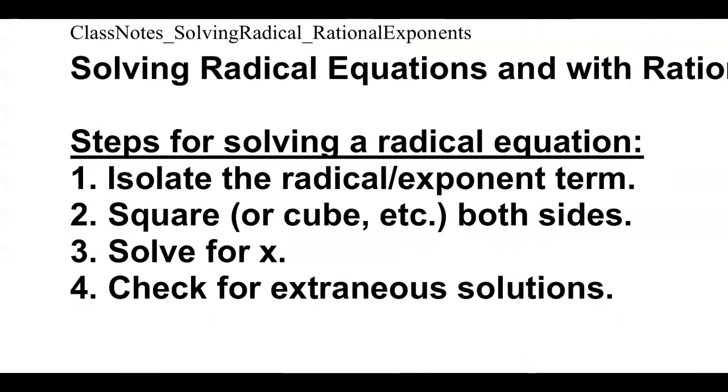With the steps, there's a few things you're going to have to do. First, you need to isolate your radical or exponent term. Once you isolate, you're going to have to square or cube both sides, depending on the index. Then you solve for x, and, like I said, you need to check for extraneous solutions. I know it sucks, but you're going to have to check.